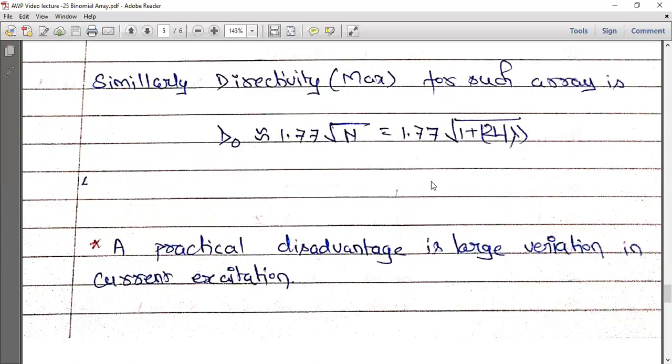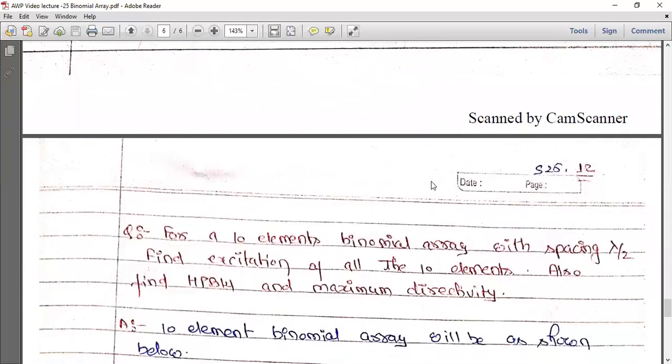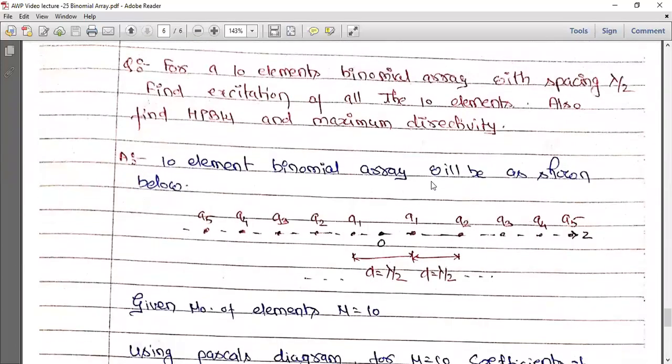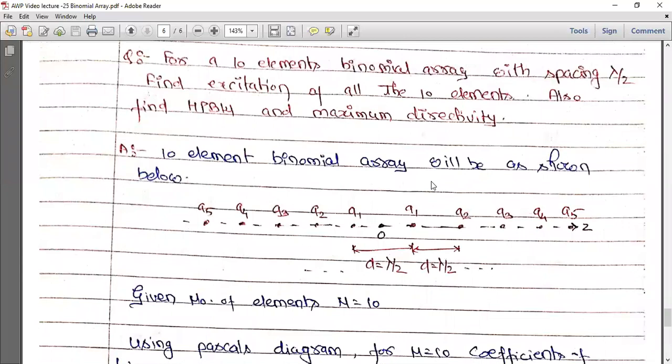This is the first non-uniform antenna array we had studied. So now we have a numerical for the same. How to find this excitation? So the question is, for a 10 element binomial antenna array with spacing lambda by 2, find the excitation of all the 10 elements. Also find the half power beamwidth and maximum directivity.